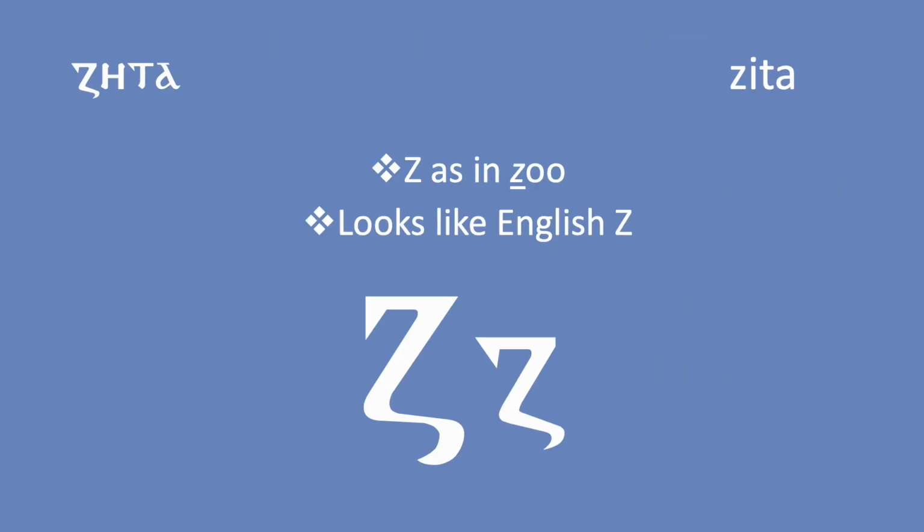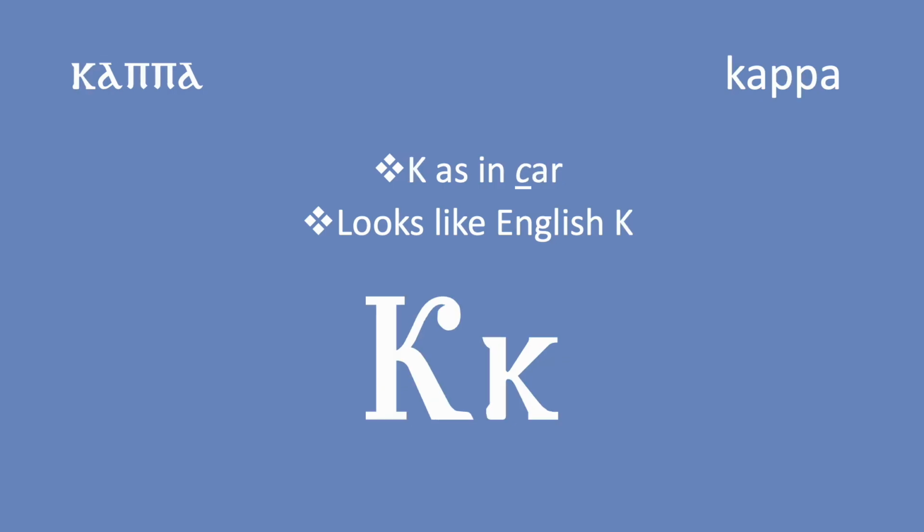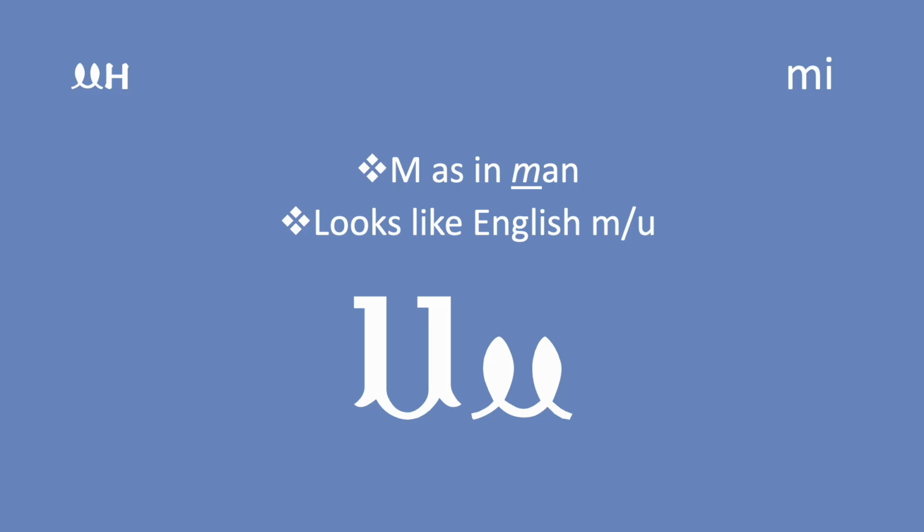Firstly, we have Zeta. This is pretty self-explanatory. It looks like an English Z and it makes a Z sound. Secondly, this is Kappa. This letter looks like an English K and makes a K sound. Here we have Mi or May. This letter makes an M sound and it looks like an English M. Some people think it looks like an English U, but don't let that fool you.